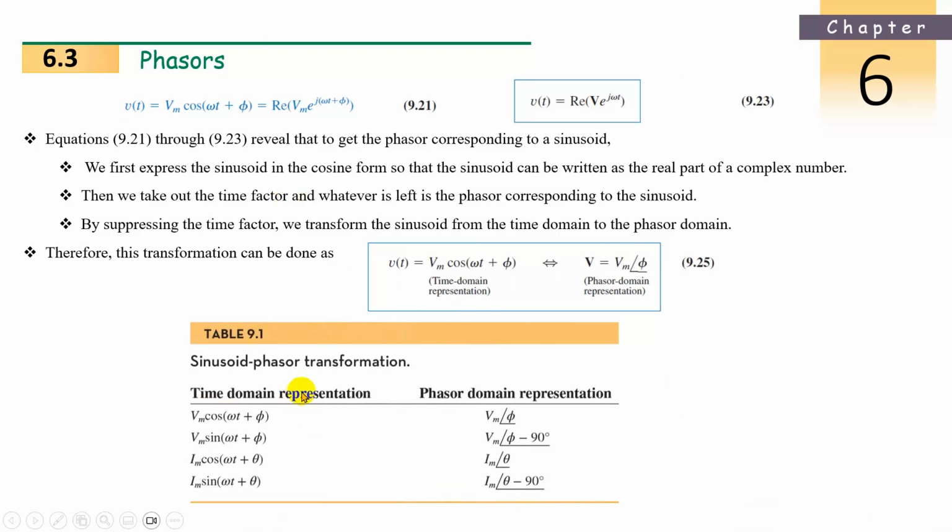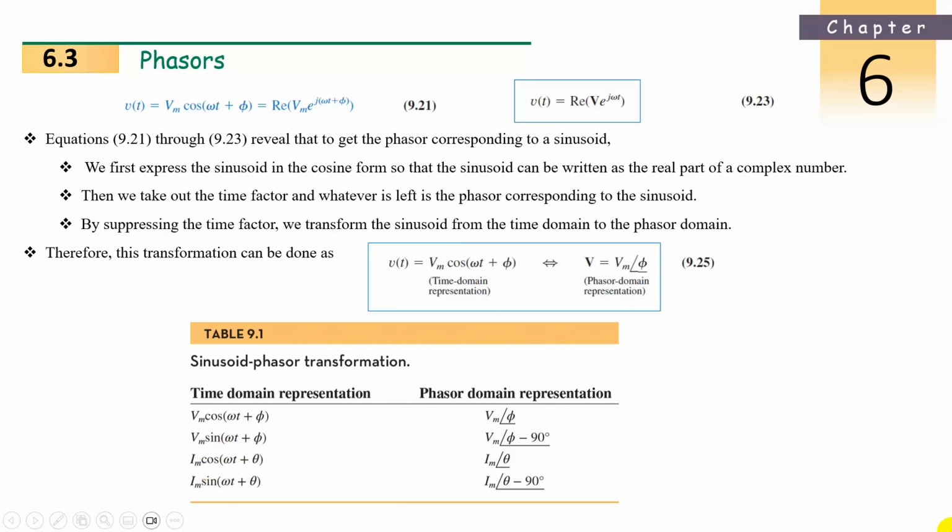Now how can we convert this time domain to the phasor domain? See here, Vm cos(omega t plus phi) is there. What is the phasor form of this? This is an MCQ question that will come. Vm cos(omega t plus phi) converted into phasor form becomes Vm at an angle phi directly.